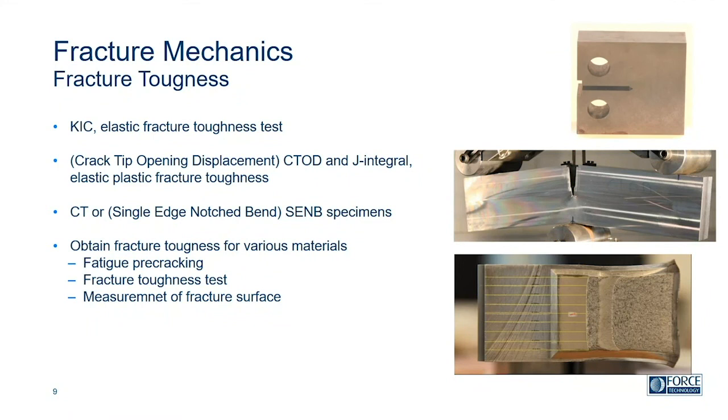The procedure is again to make a fatigue pre-crack, to have a very sharp crack tip before testing commences. Then you do the test, and afterwards you need to measure the fracture surface of the specimen to see if it complies with what you have measured during the test and it lives up to the requirements of the standards.